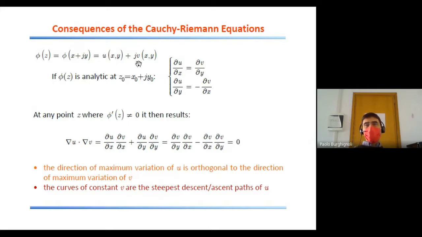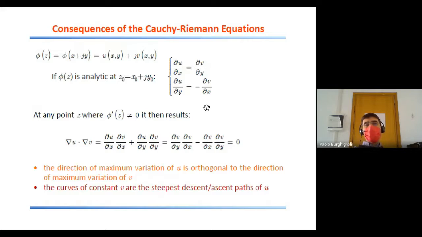to each other. For example, the derivative with respect to x of the real part u is equal to the derivative with respect to y of the imaginary part v, and vice versa, the derivative with respect to y of the real part u is equal and opposite to the derivative with respect to x of the imaginary part. Now, among the many consequences of those equations, we have in particular the following.